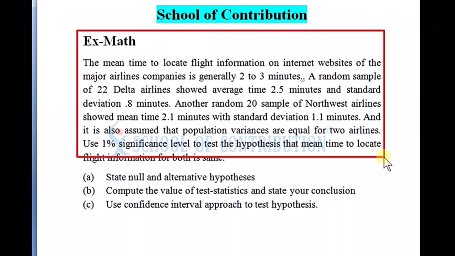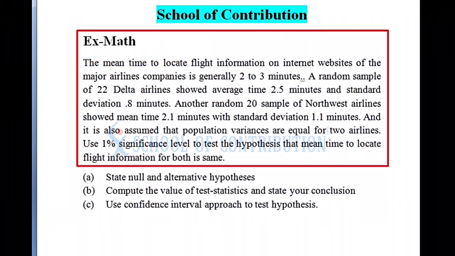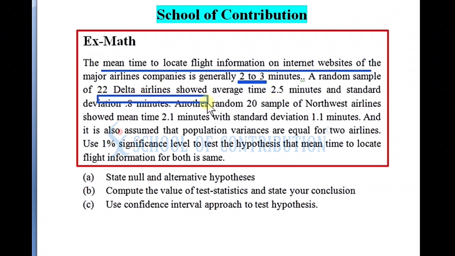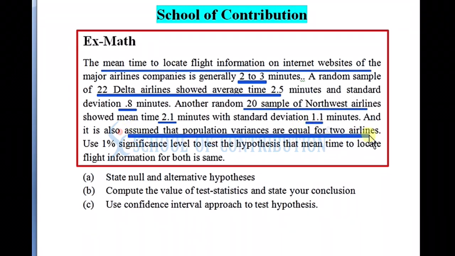Today we are going to solve the following hypothesis testing math. The mean time to locate flight information on internet websites of the major airline companies is generally 2 to 3 minutes. A random sample of 22 Delta Airlines showed average time 2.5 minutes and standard deviation 0.8 minutes. Another random sample of 20 Northwest Airlines showed mean time 2.10 minutes, standard deviation 1.1 minutes. It is also assumed that the population variances are equal for the two airlines. We use 1% significance level to test the hypothesis that mean time to locate flight information for both is the same.